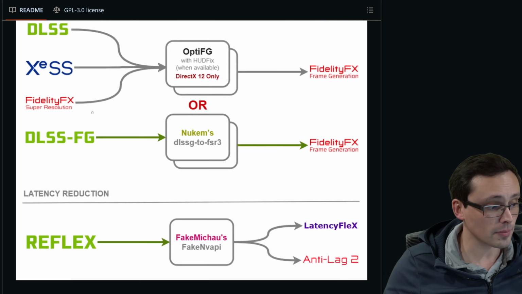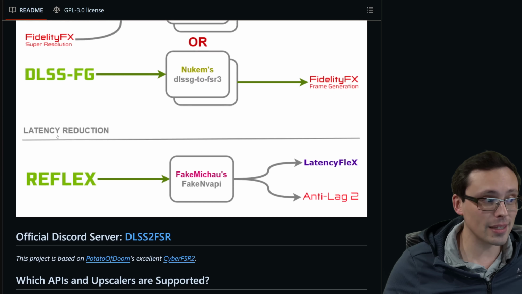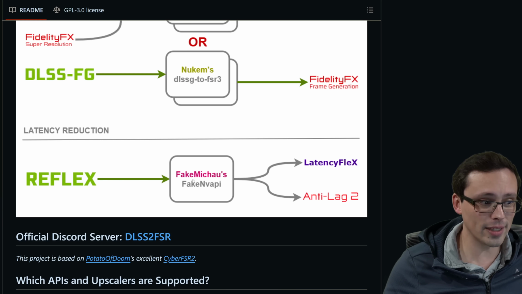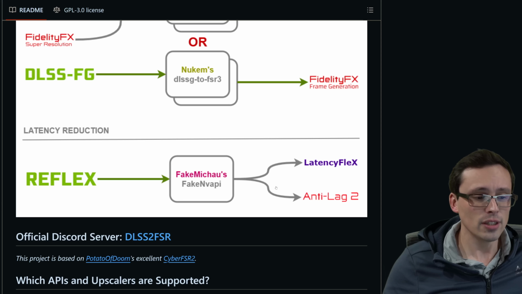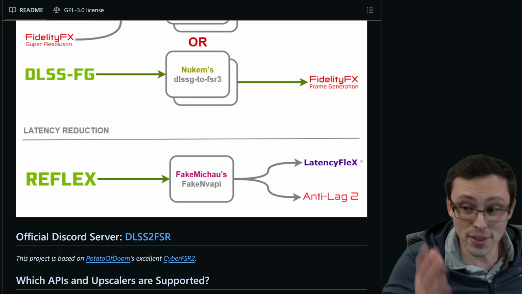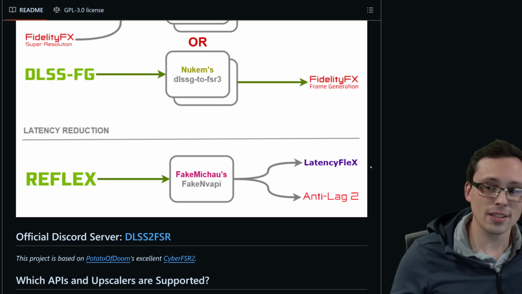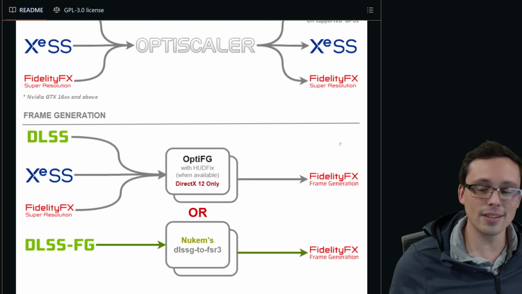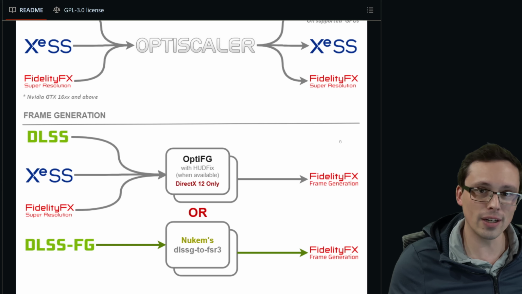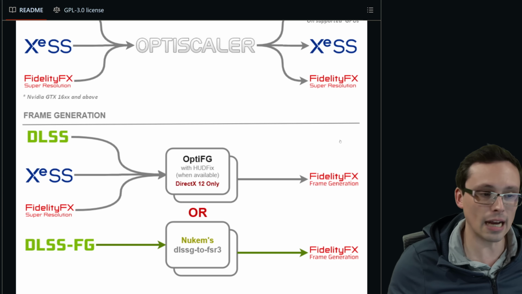Really interesting. Also, they have some latency reduction ability to take games that have Reflex support and run it through apparently fake Michaos, apologies if I'm mispronouncing that, or fake NVAPI to switch into Anti-Lag 2 or LatencyFlex. I'm not quite sure what LatencyFlex is, haven't heard of that one before, but there you go. Now, this is really cool, again, because this is not running on the top of the game, this is taking the game's inputs and switching over, running it through the correct process to get the outputs that you want.